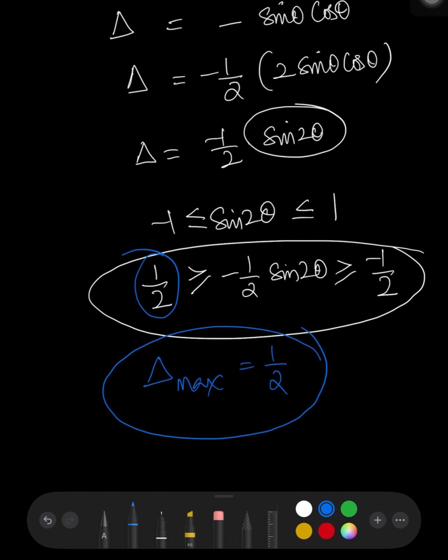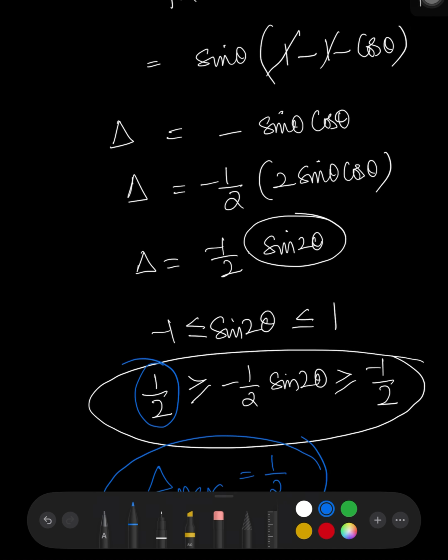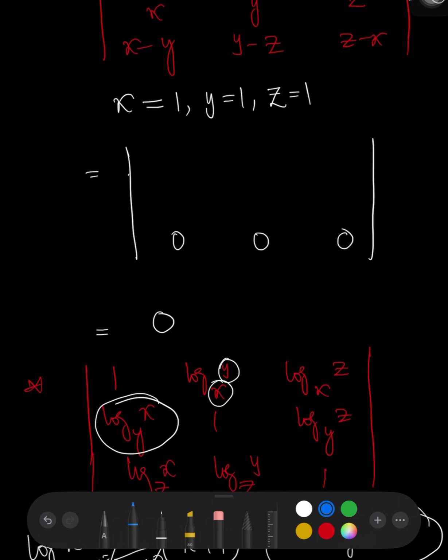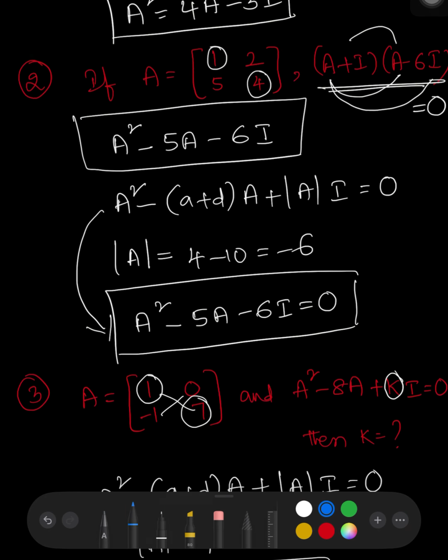So dear students, these are the regular standard questions which are asked in the KCET exam. Please go through this and find the shortcut methods.